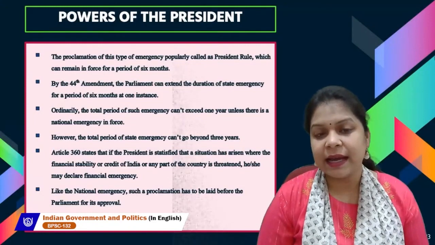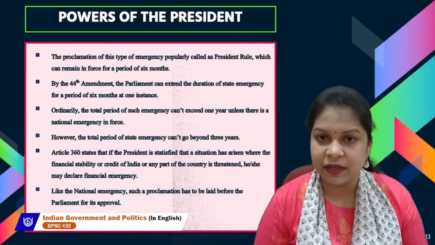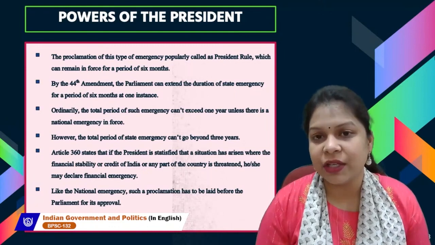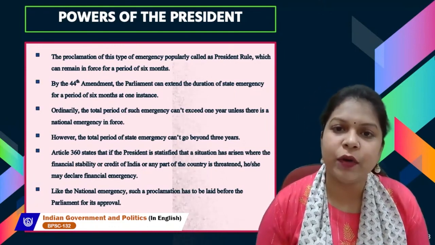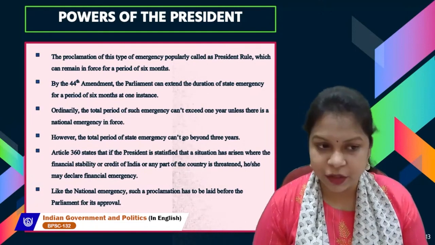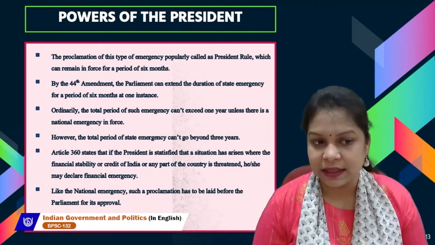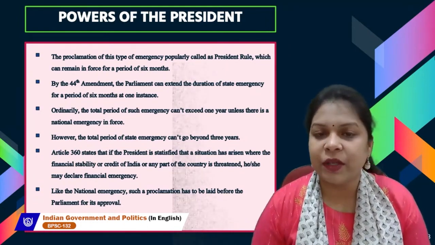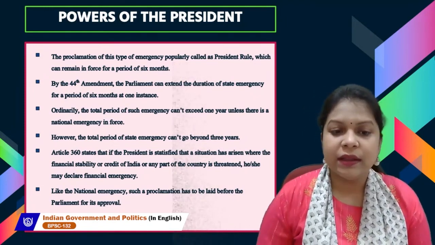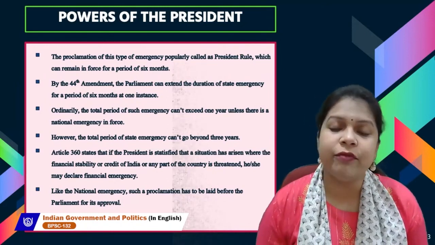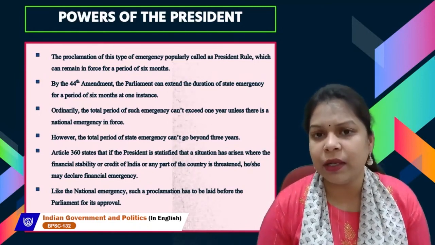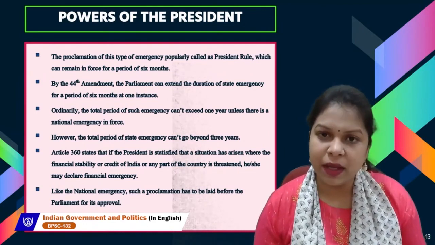So the proclamation of this type of emergency, popularly called president's rule, as we have discussed, can remain in force for a period of 6 months. Once imposed in a state, this emergency can continue for a period of 6 months. By the 44th Amendment, the Parliament can extend the duration of state emergency for a period of 6 months at one instance. Ordinarily, the total period of such emergency or president's rule can't exceed 1 year unless there is a national emergency in force. However, the total period of state emergency can't go beyond 3 years. So there are a few time limits for which this kind of president's rule can be proclaimed.